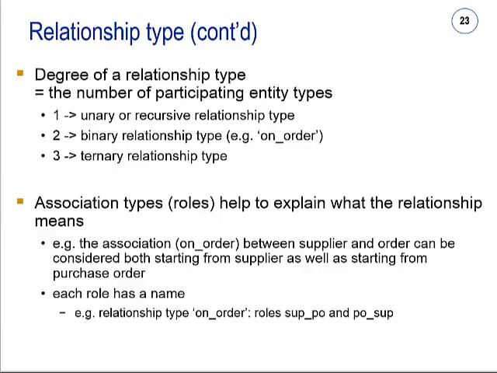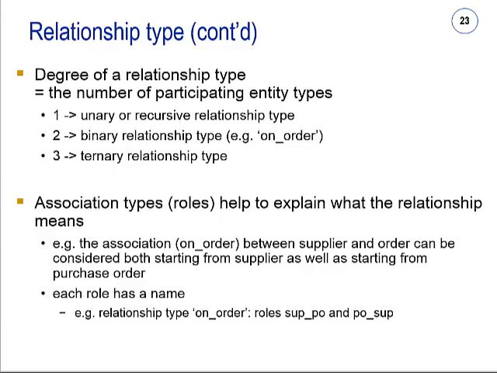All of the relationship types that we have discussed thus far are binary relationship types: between product and supplier, between supplier and purchase order, and between product and purchase order. All of them had two participating entity types and are thus binary relationship types. You can also have ternary relationship types, but we will not discuss this in this course. This is part of a more advanced course.